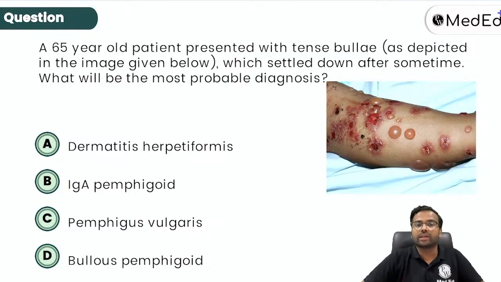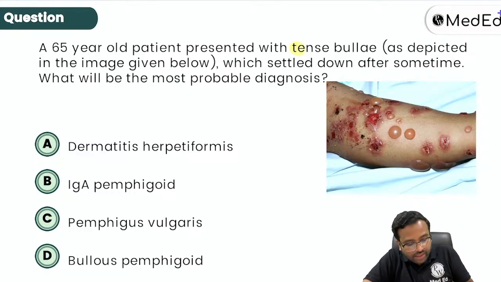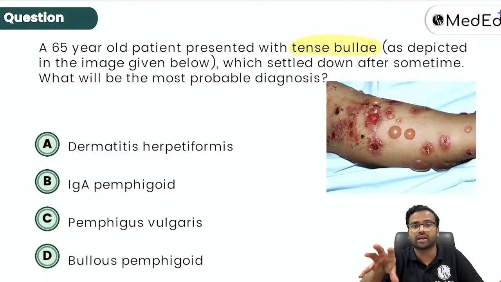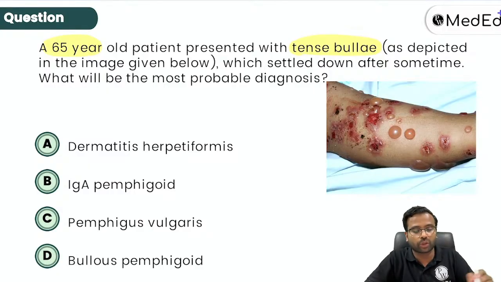A 65-year-old patient presented with a tense bulla which settled down after some time. What will be the most probable diagnosis? Now again, they're asking you regarding the diagnosis, but for me, when I read the question, this is the most catchy part. Patient is having a tense bulla, and every time you are going to deal with a question on vesiculobullous disease, always pay attention to the age as well. So once we pay attention to the age, it's an elderly patient, tense bulla.